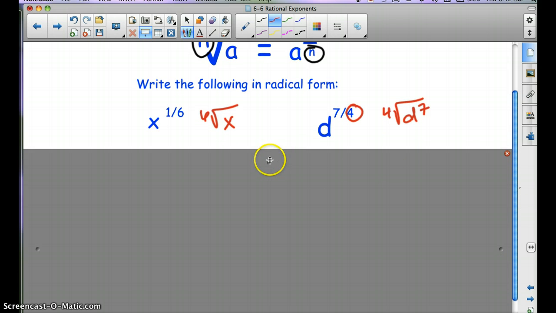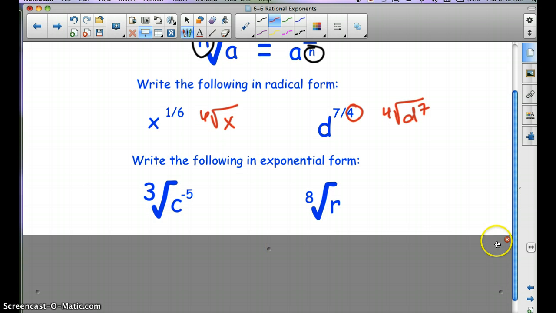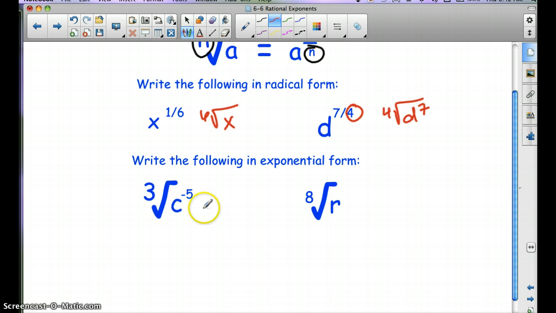Now what about the other way around? Your index is always going to be your denominator. So this would be c to the negative 5/3 power. And here we have an 8 as your index, so that's going to be your denominator, a 1 right here, so it's going to be r to the 1/8. So that's how we write it in radical form and exponential form.